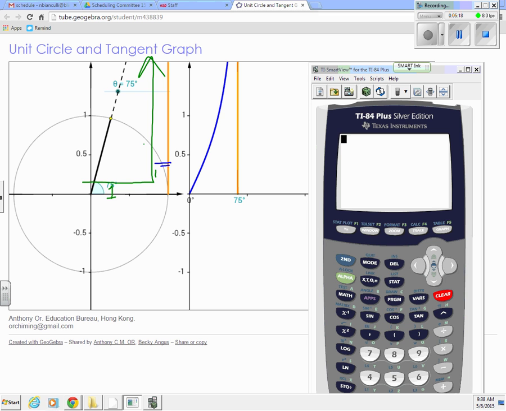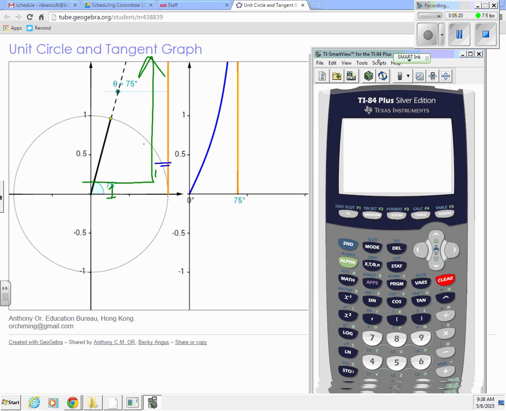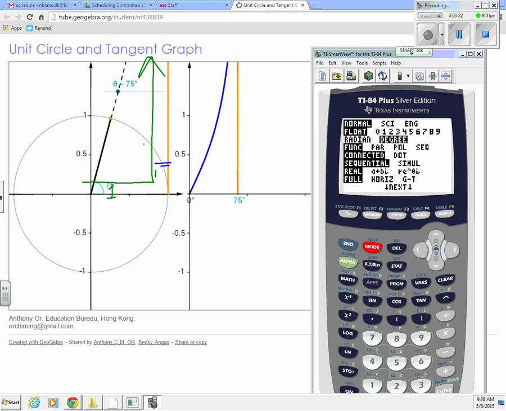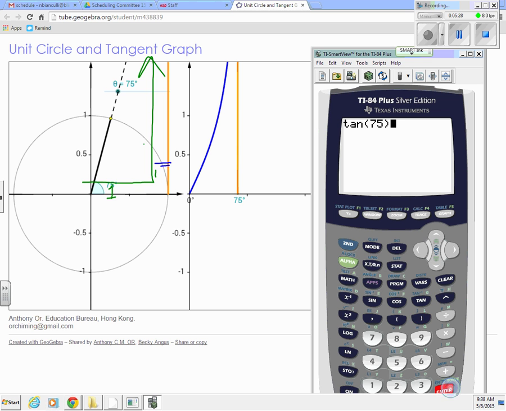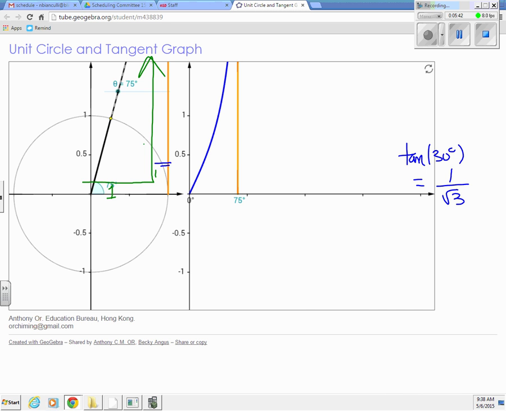Another way to see this is on the calculator. I'm in degree mode. The tangent of 75, enter, is a pretty big number, well, big in relative terms. It's 3.73. Now if I start increasing that angle even more, let's say I wanted a tangent of 81, you can see as I increase that angle, it keeps going and going and going.